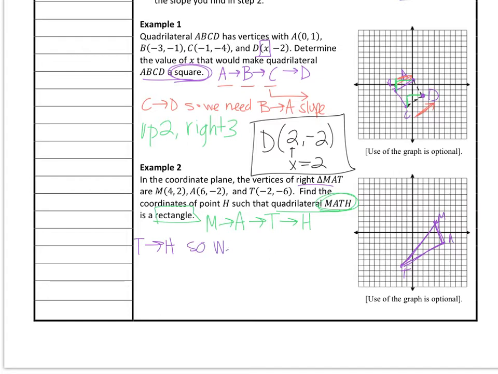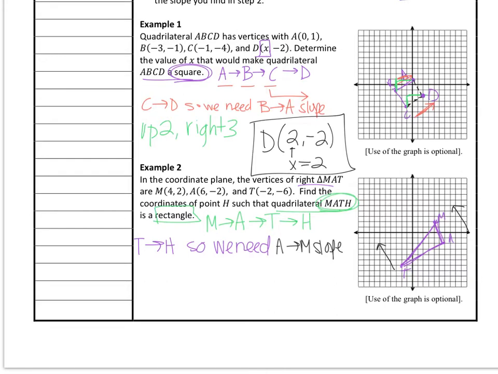So we need whatever's going in the same direction. When I look at the graph, I need T towards H to go this way, which means I need A towards M, because they're in the same direction. And again, we're thinking about the slope or the direction of it.